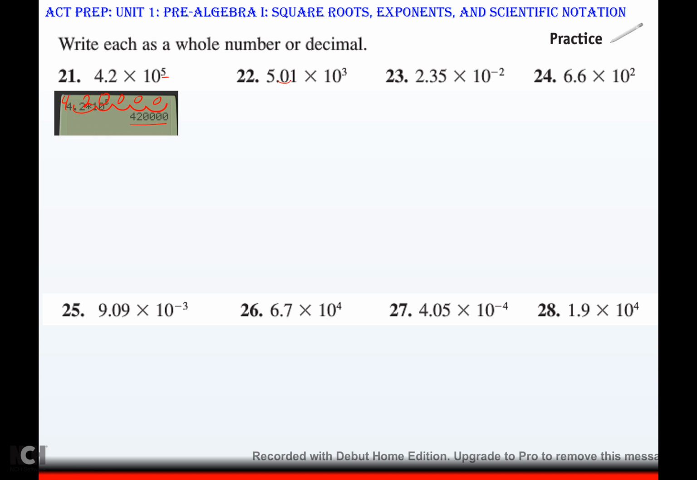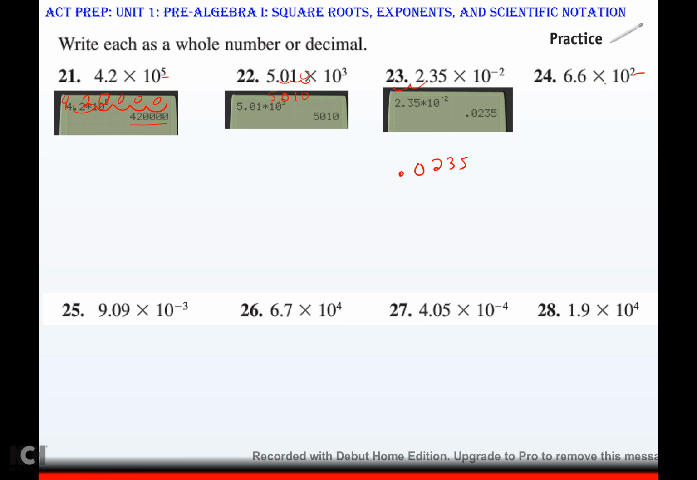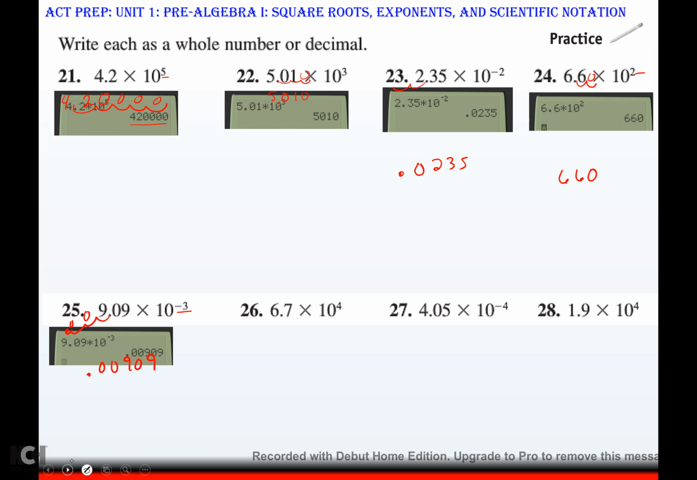5.01 times 10 to the 3, 1, 2, 3, fill it in, would be 5010. Check it, and there you go. This, I would move it 2 places left, so that's going to be 0.0235. Check it. This says 2 places to the right, fill in the 0, that's going to make 660. Check it. This says move 3 places left, 1, 2, 3, fill in the circle, so 0.00909. Check it. Yeah. This says 4 places to the right, 1, 2, 3, 4. So you have 67,000. Check it.